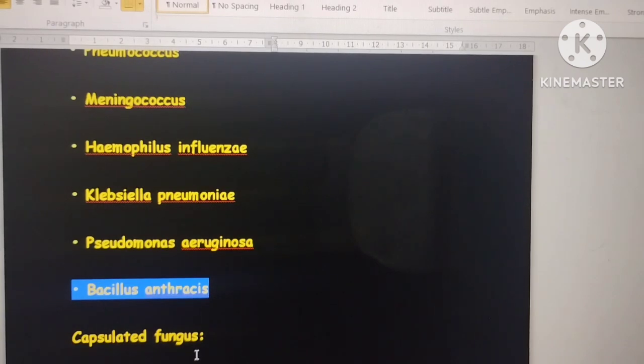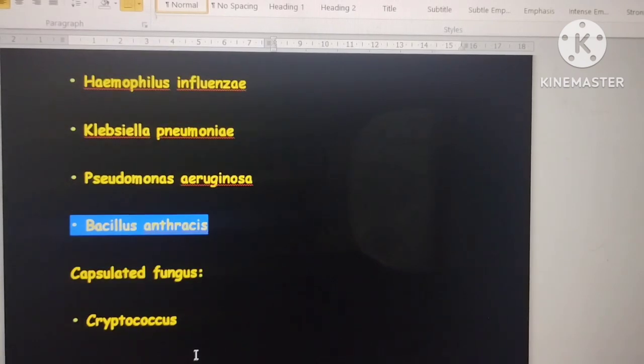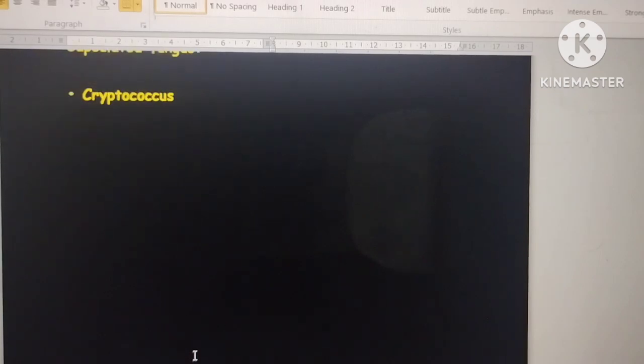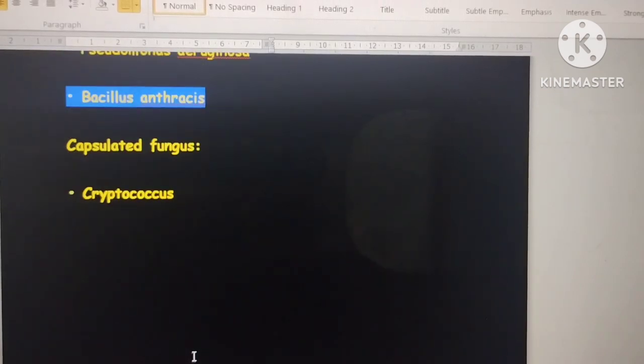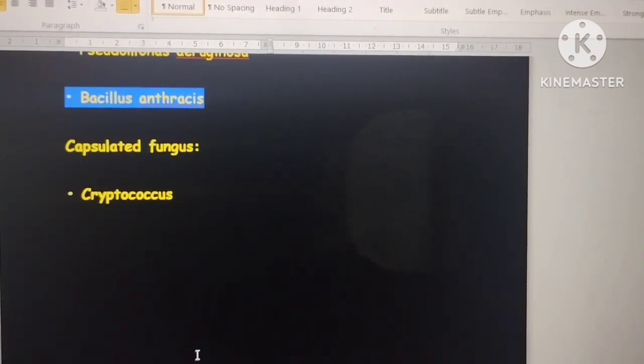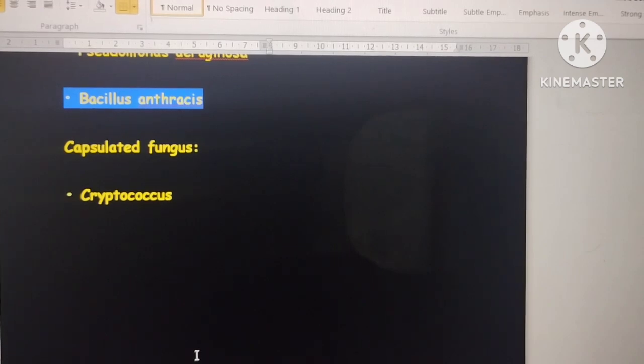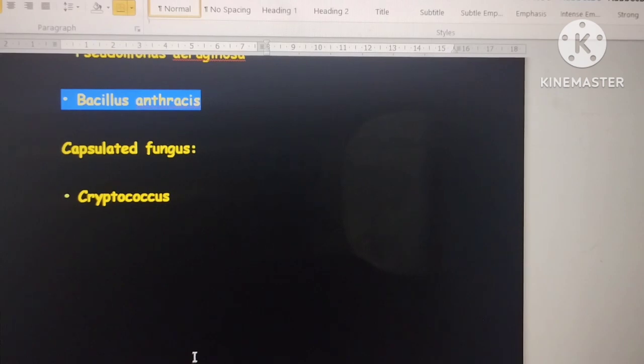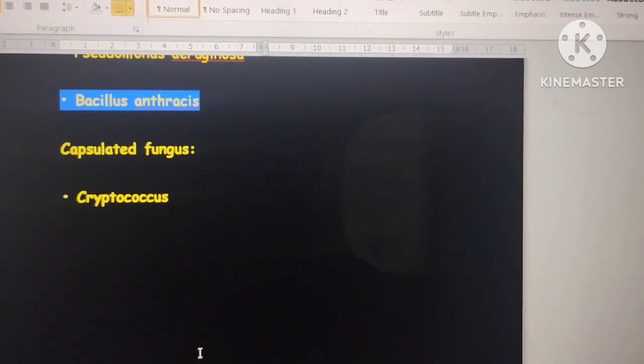Next, the capsulated fungus is Cryptococcus neoformans. Another point to remember is Histoplasma capsulatum. The name contains capsulatum, but it is a misnomer; it is not a capsulated organism.